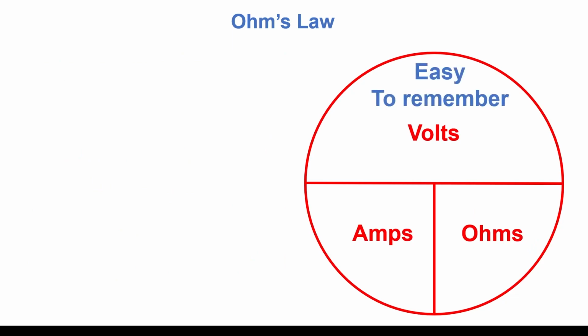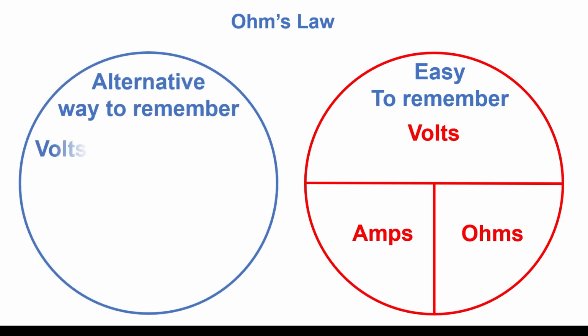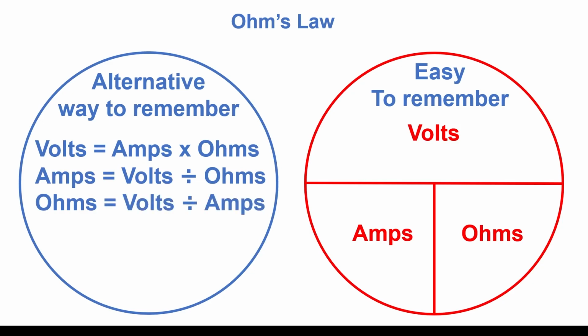It's easier to remember math this way. Let me show you why. Here's an alternative way to memorize all of this information. First of all, volts equals amps times ohms. You would have to derive all the formulas from each other, and if you mess up, then you might get a wrong answer. Amps equals volts divided by ohms. Ohms equals volts divided by amps.